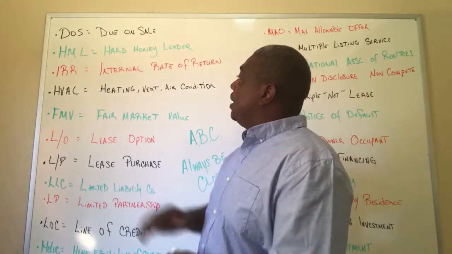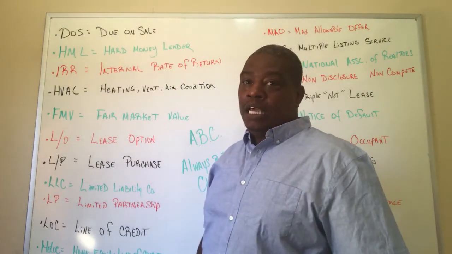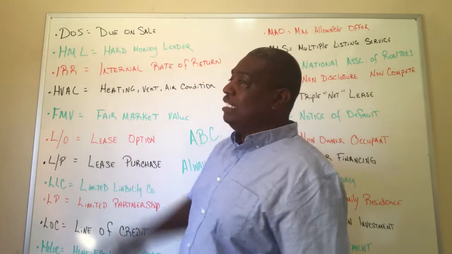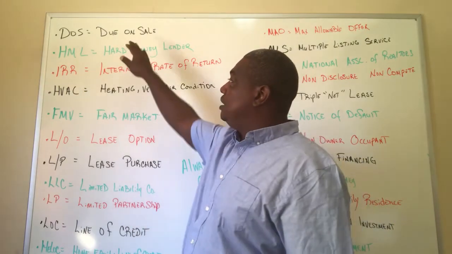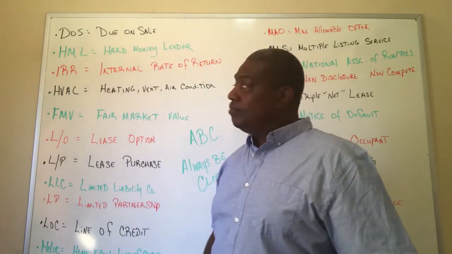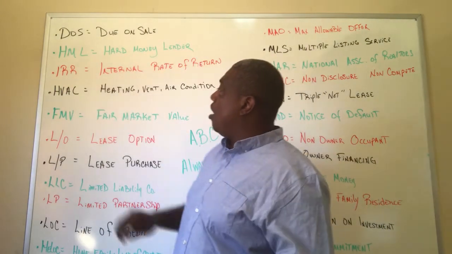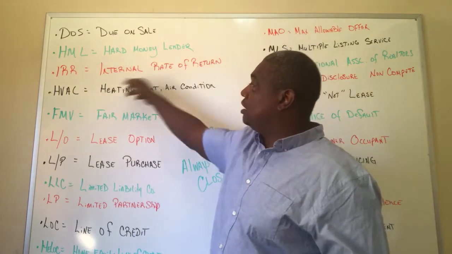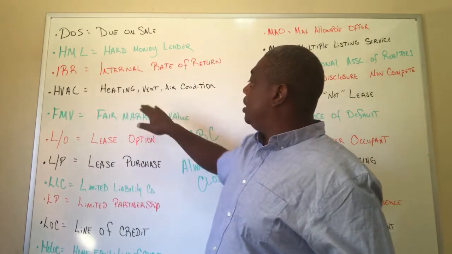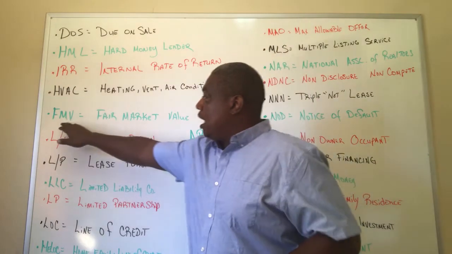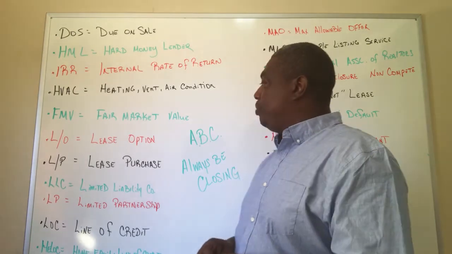So next we have DOS, which is due on sale. This is normally in any contract or lending document where the lender can call the note due, so they have a DOS, due on sale clause. Then you have HML, which is hard money lender. IRR, internal rate of return, how fast can you get your money back from your investment. HVAC, which stands for heating, ventilation, and air conditioning. FMV, fair market value, which is similar to ARV, after repair value.